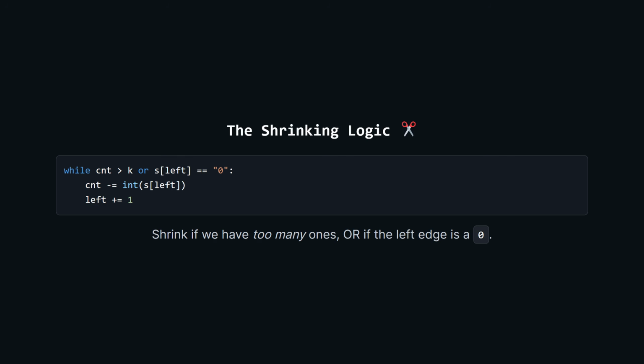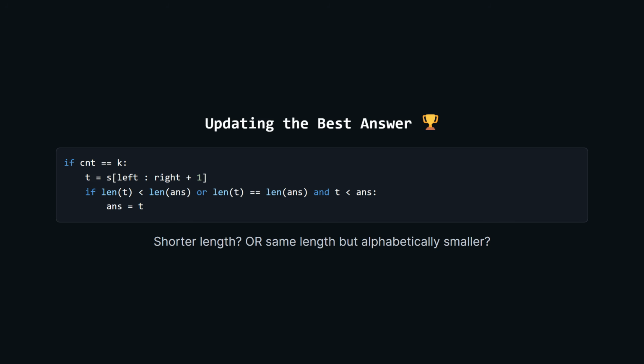It shrinks our left edge forward if we somehow collected too many ones, or, very importantly, if the character on the left edge is just a 0. Because dropping a leading 0 makes the string shorter without losing any ones. Finally, whenever our window holds exactly the right amount of ones, we check if this new window is shorter than our previous best, or if it's the same length but alphabetically smaller, and we update our answer if it is.